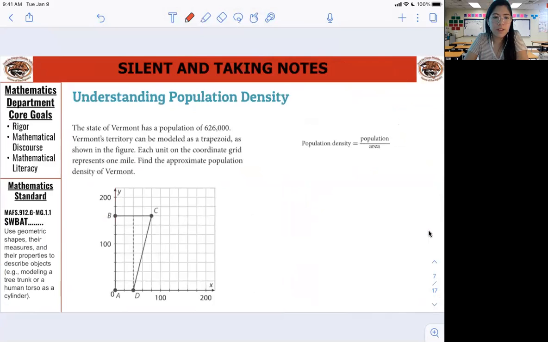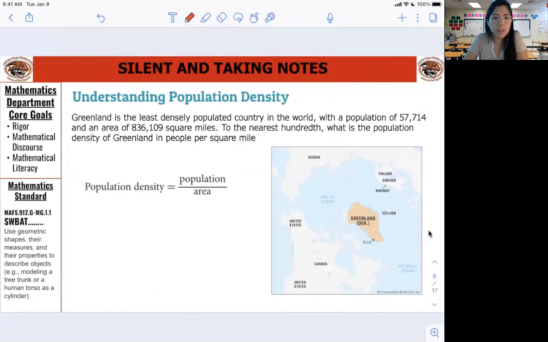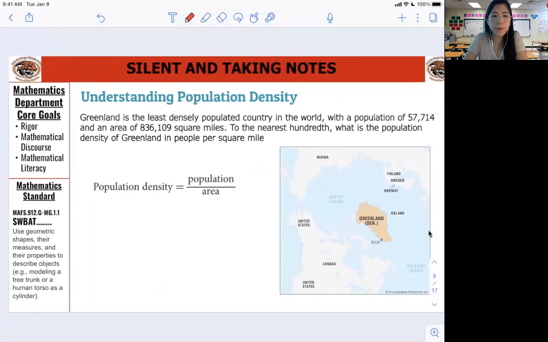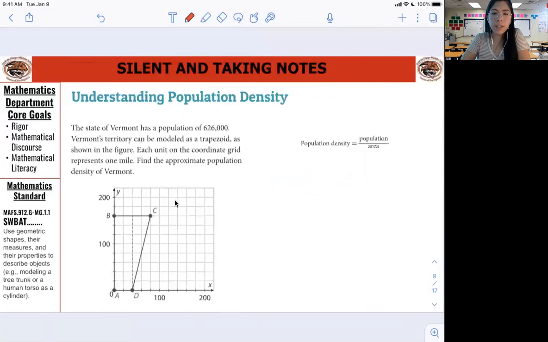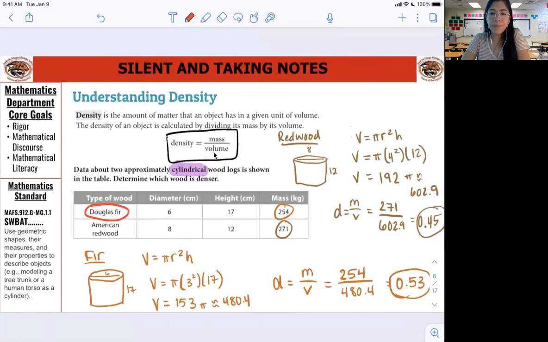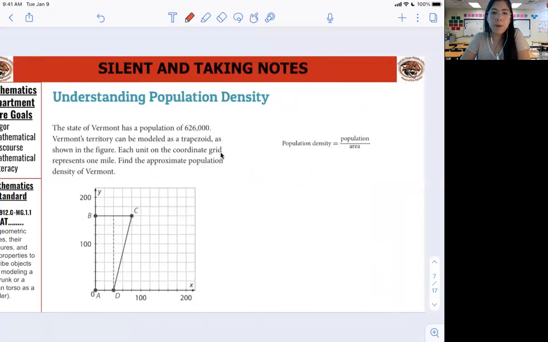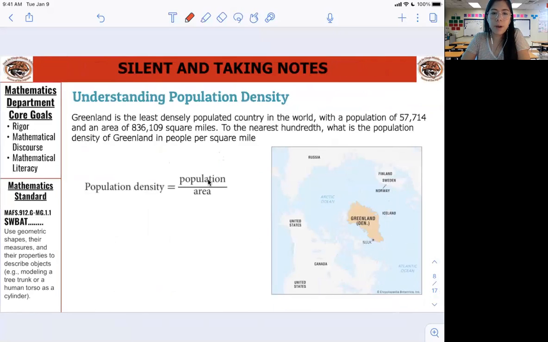Okay, I'm gonna skip this one. Okay, this one's kind of fun. So actually, population density is pretty similar. For population density, it's the population over the area. Regular density is mass over volume. Population density is population over area. Basically the population density of something is saying, how crowded is it in that place?